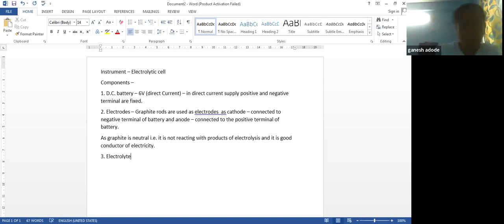What is meant by the electrolyte? A solution which conducts electricity is known as electrolyte. It is known as the electrolyte. अब इलेक्ट्रोलाइट होते कौन से हैं?